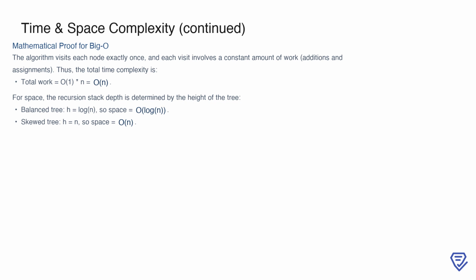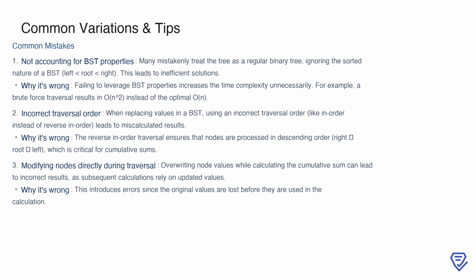For a skewed tree, the height h equals n, resulting in O(n) space. These calculations confirm the algorithm's time complexity is O(n), and space complexity is O(h), where h is the height of the tree. One common mistake when solving this problem is failing to fully account for the properties of a binary search tree. Remember, in a BST, the left subtree contains values smaller than the root, and the right subtree contains values larger than the root. Treating the tree as a generic binary tree without leveraging this sorted structure can lead to inefficient solutions.